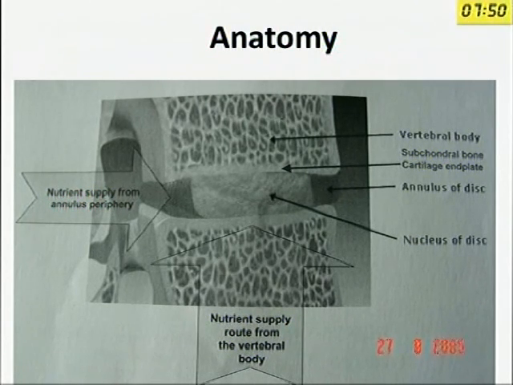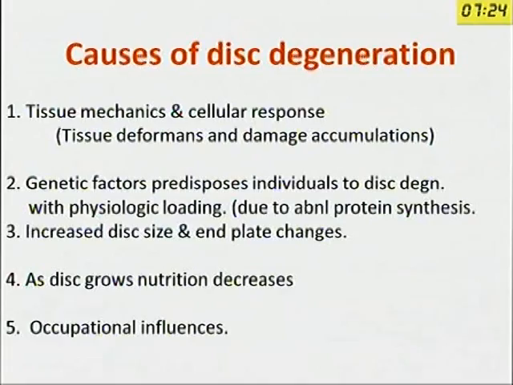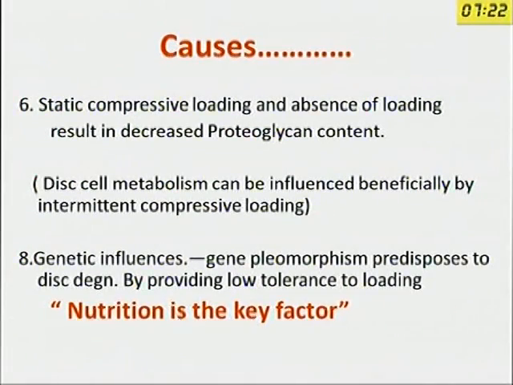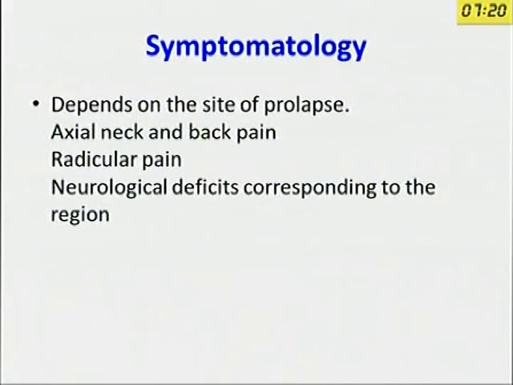As the height of the disc increases, the chance of the inner part of the disc getting nutrition is less. And if you load the disc continuously, the chance of diffusion is much less. The accumulation of waste products in the disc will lead to degeneration. And there are a lot of genetic factors as well, because of the production of abnormal proteins and the end plate, that will lead to impaired nutrition to the disc. So nutrition is the key factor for degeneration of the disc.